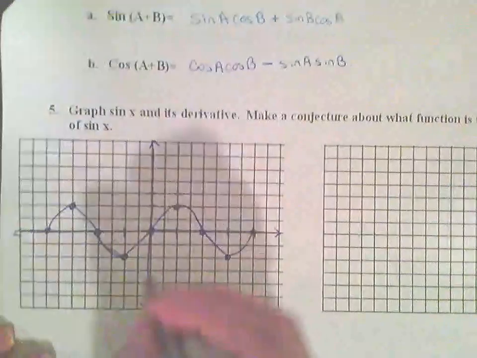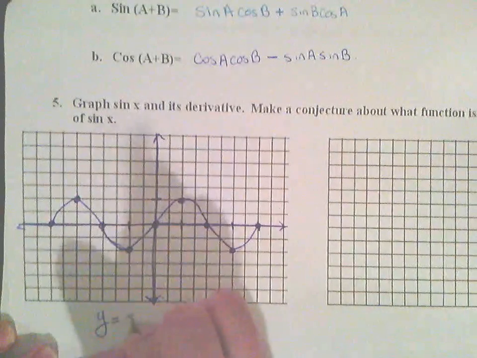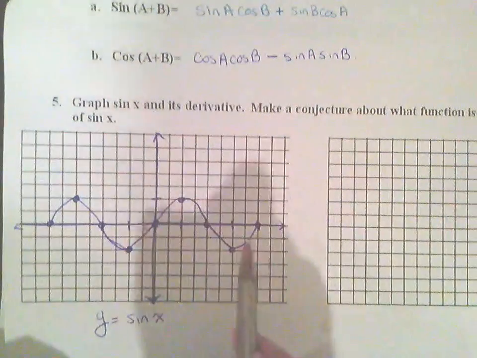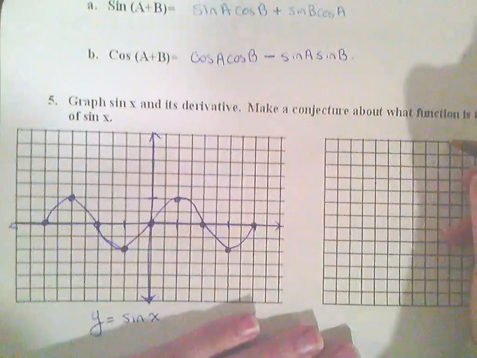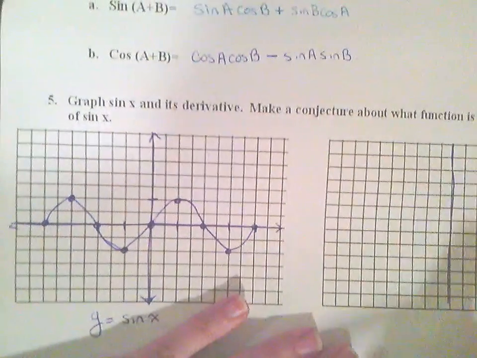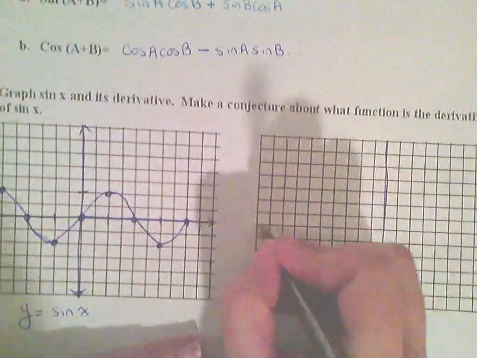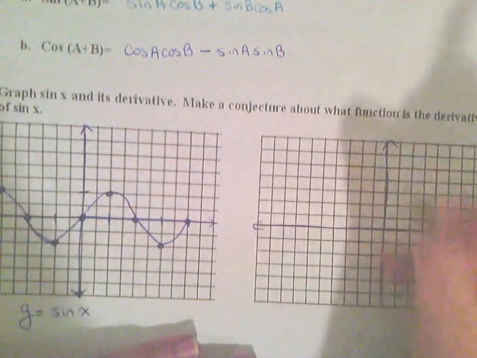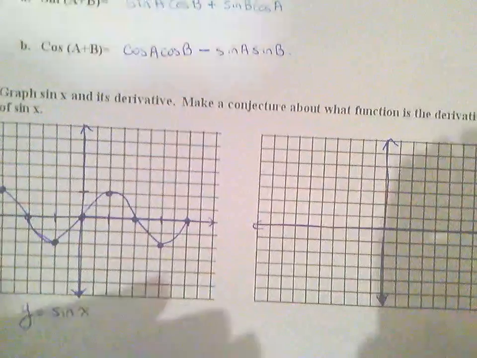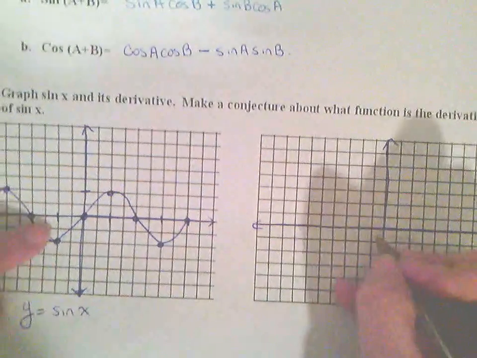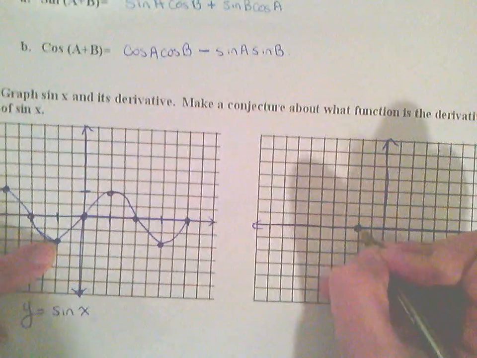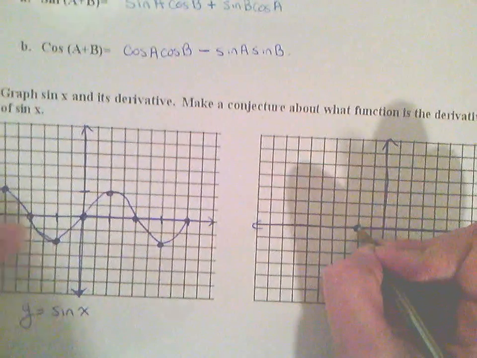Alright, so this right here is y equals sine of x. Remember, the derivative is the slope, correct? So if I graph the derivative of sine of x, I see that at negative pi over 2, the slope is 0. I'm going to graph the easy slopes, okay?